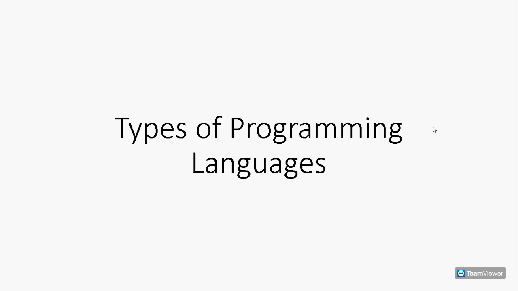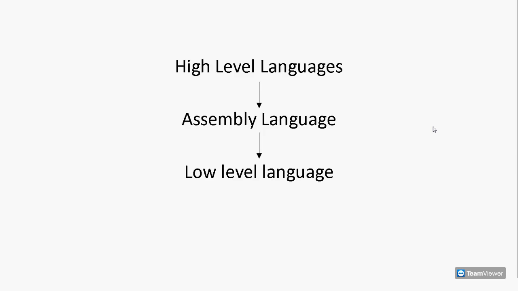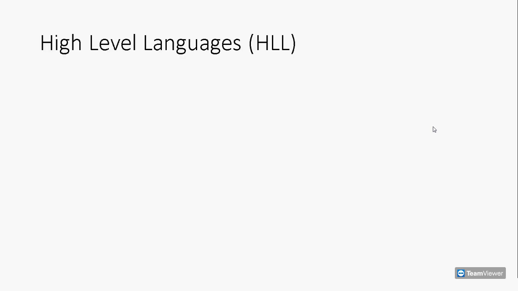Let's take a look at the next topic, which is types of programming languages. At the top, we have the high-level languages, followed by assembly language, and then at the bottom we have the low-level language. The high-level languages are the closest to the user or the programmer, and the low-level language is closest to the computer. Let's start with high-level languages now.